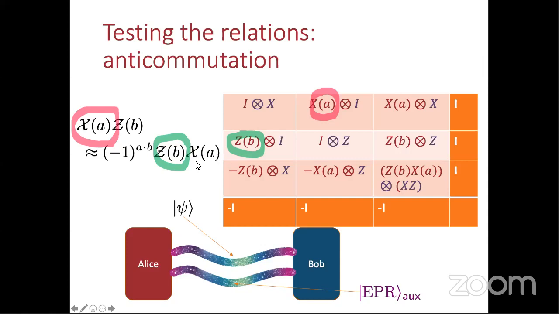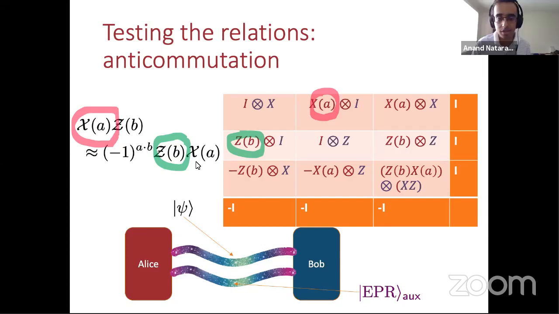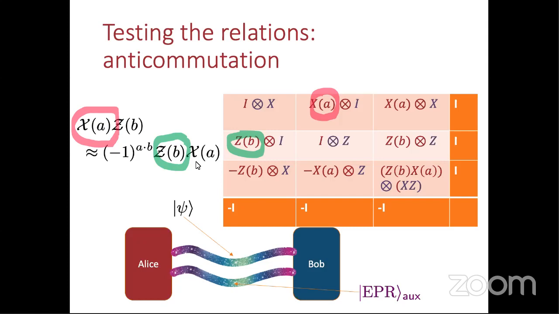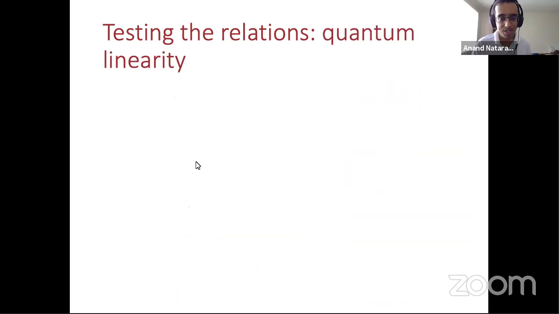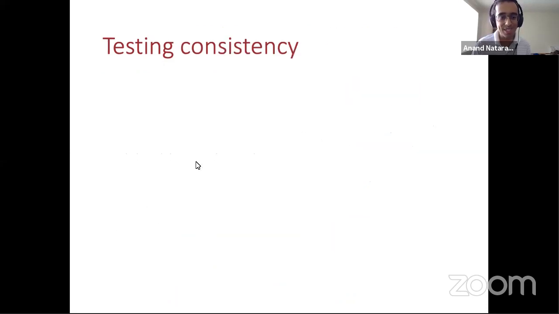Sorry, maybe there's one follow up on that. Sure. What I'm missing is how we ensure that the players will follow the instruction to use these particular operators. Very good. That was actually the next thing I was about to say on this slide. The question is essentially, how do you know they're using the same operators when you're testing for anti-commutation as they're using in the other test, right?